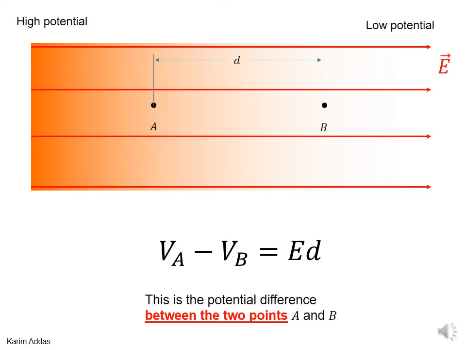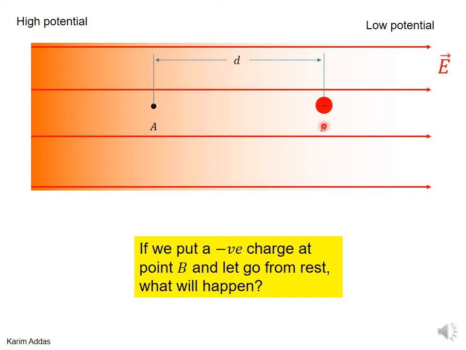Okay, we can do the same thing if we have a negative charge. So let's first review again. If you have a region of empty space and we want to get the potential difference between points A and B, it's just electric field times distance. So if we put this negative charge in this region of space and we let go, what will happen?